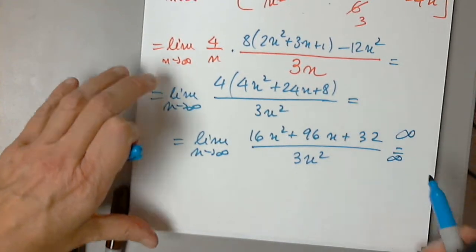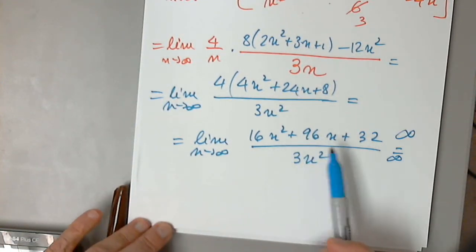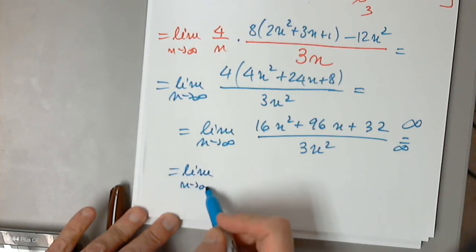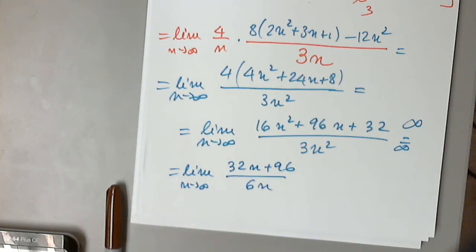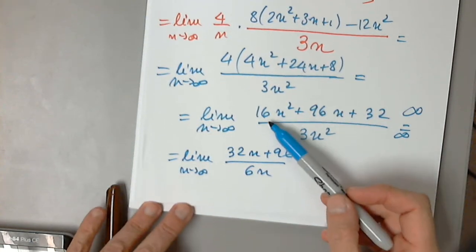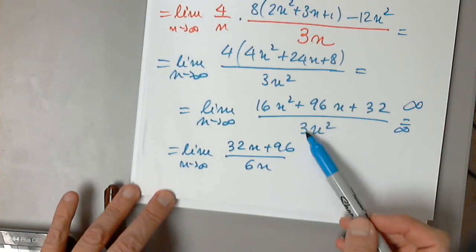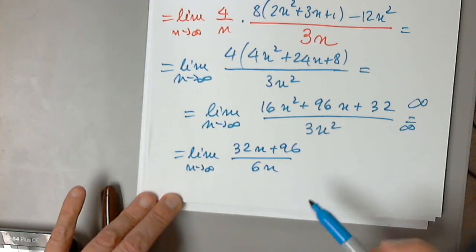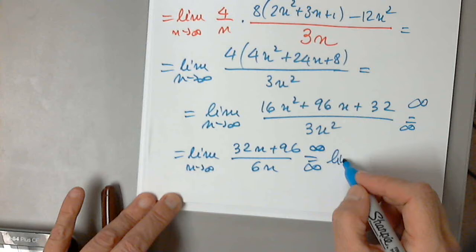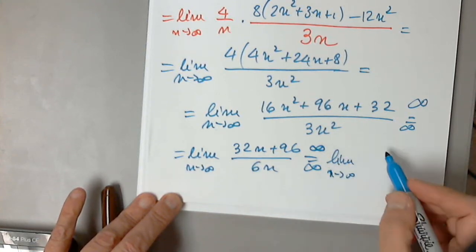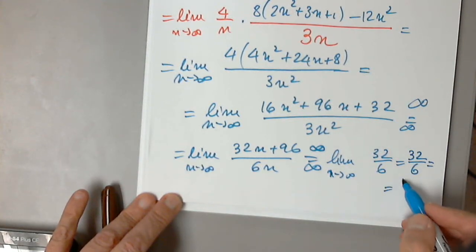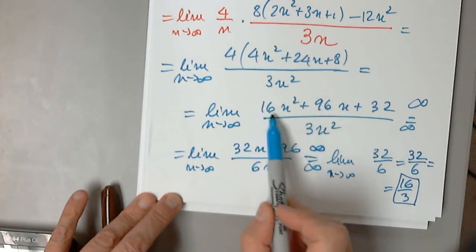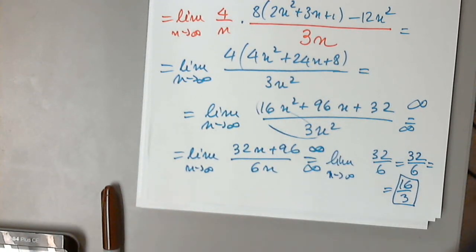So is it clear that this is infinity over infinity, right? We agree with that? So then this becomes limit as n approaches infinity of 32n plus 96 over 6n. Agreed? Is that okay? So 32n plus 96, and then 6n. Is that okay? And then this is infinity over infinity. We apply L'Hopital's rule again. So this will become 32 over 6, which changes into 16 over 3, as we knew from the beginning, only because they are the same degree. Otherwise, the answer is not 16 over 3.